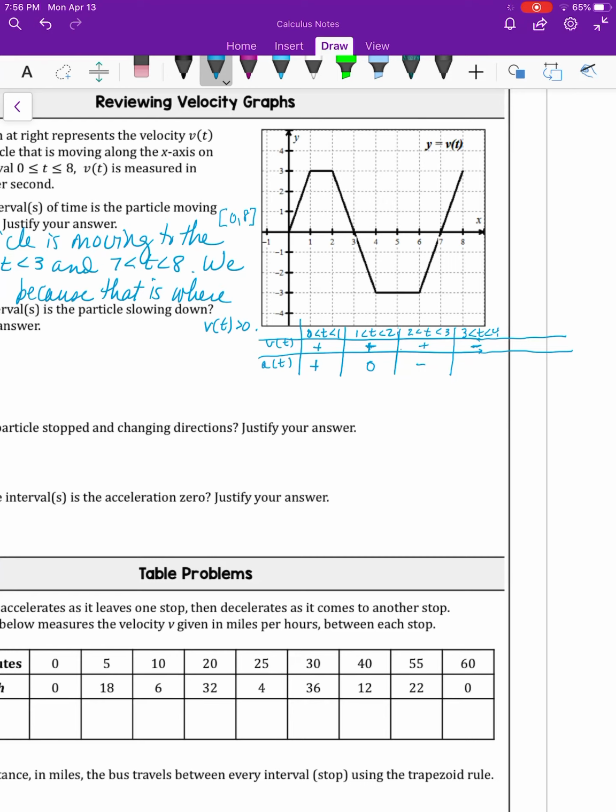And then from 3 to 4, it's below the x-axis, so negative velocity. And if I did the slope of the tangent line, it would be negative. So that one's going to be negative, negative.